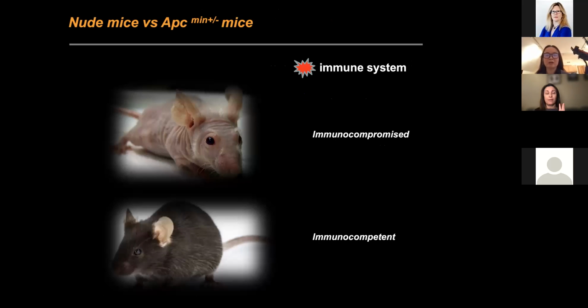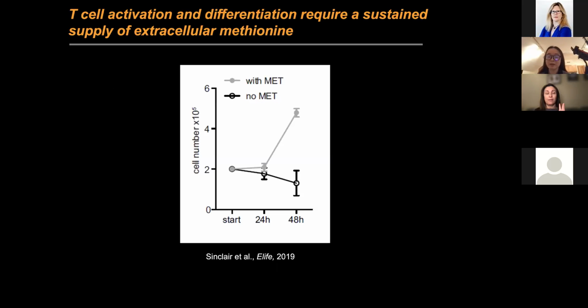That is, in the previous xenograft and preclinical models, immunocompromised mice are used, for example nude mice. However, the APC min mice are immunocompetent. It has been shown that methionine is important for immune cells, especially for T cell activation and differentiation. This is not really surprising, given the important function of methionine in protein synthesis and metabolism.